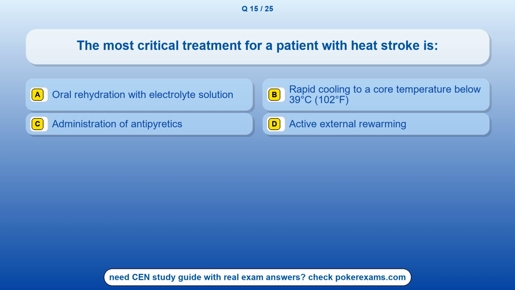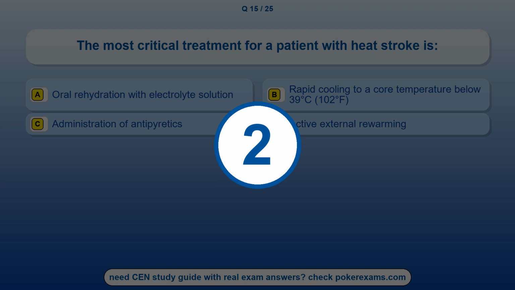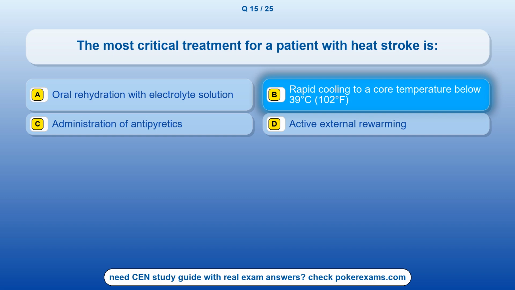Question 15. The most critical treatment for a patient with heat stroke is option A, oral rehydration with electrolyte solution. Option B, rapid cooling to a core temperature below 39 degrees Celsius, 102 degrees Fahrenheit. Option C, the administration of antipyretics. Option D, active external rewarming. The correct answer is option B. Rapid cooling to a core temperature below 39 degrees Celsius, 102 degrees Fahrenheit.